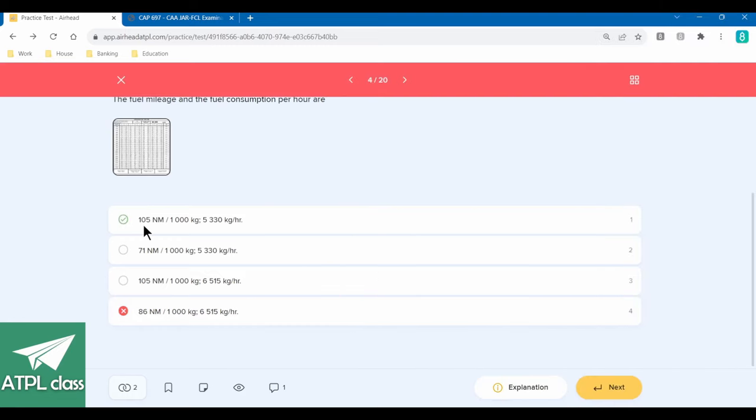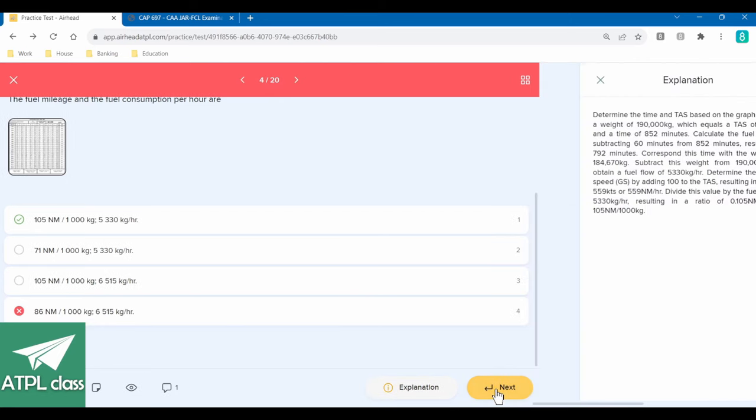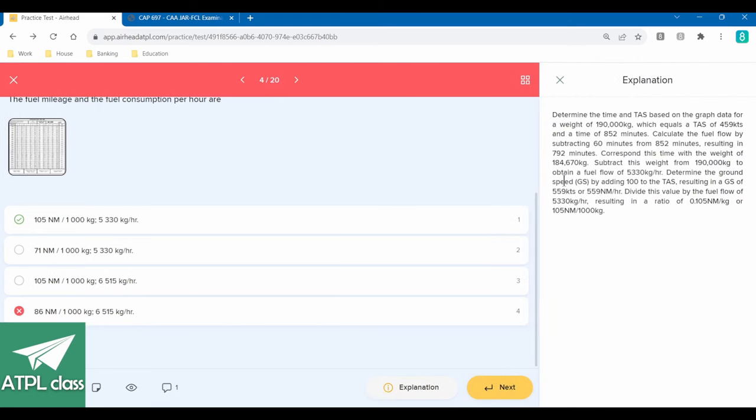So that was wrong. Apparently it was 5,330 kilograms per hour in the explanation. Telling us that it's a true air speed of 459 times 852 minutes. We calculate the fuel flow by subtracting 60 minutes from the 850 minutes, resulting in 792 minutes. Correspond this time with the weight. Subtract this weight from 190 to get the fuel flow. Determine the crash speed by adding 100 to the TAS.